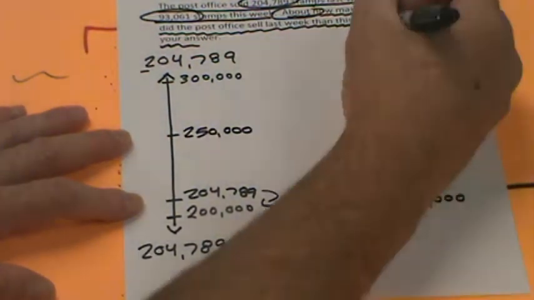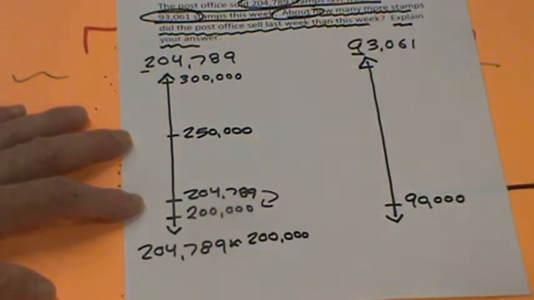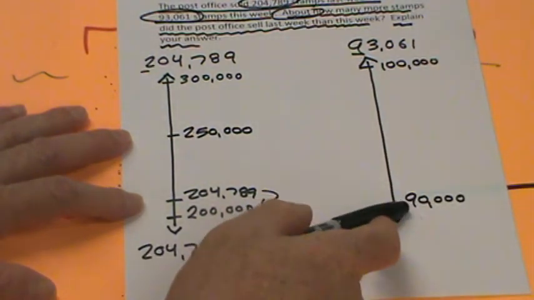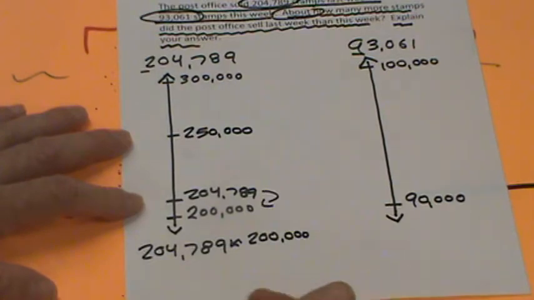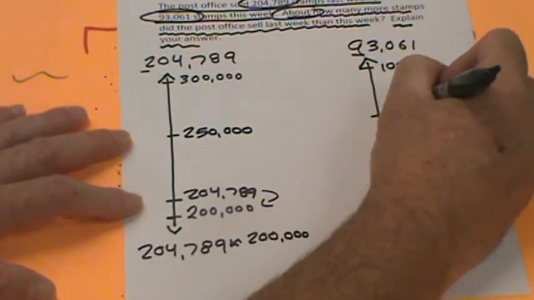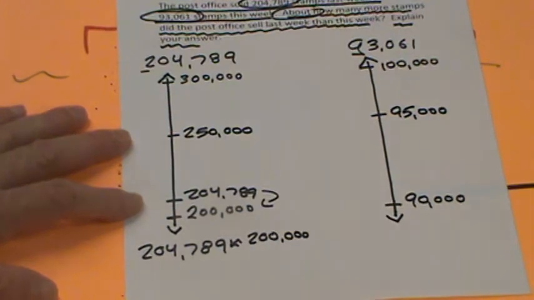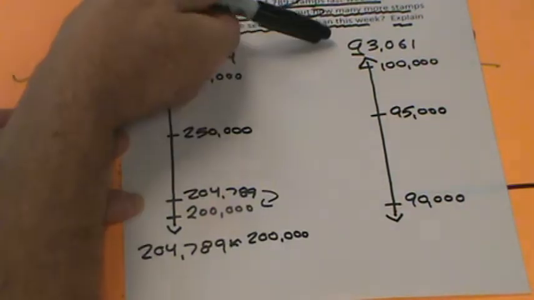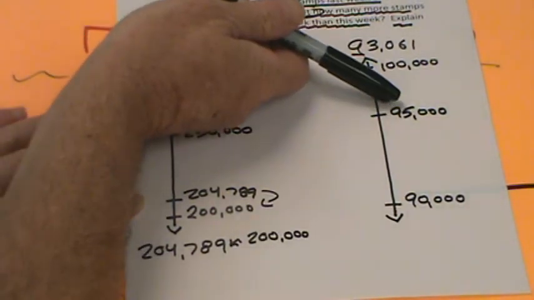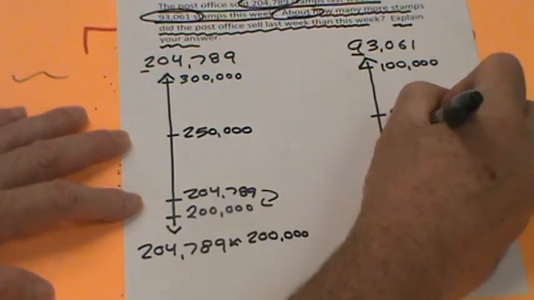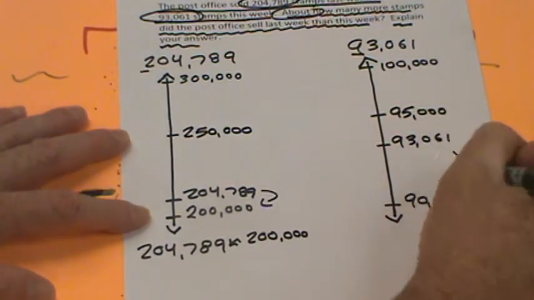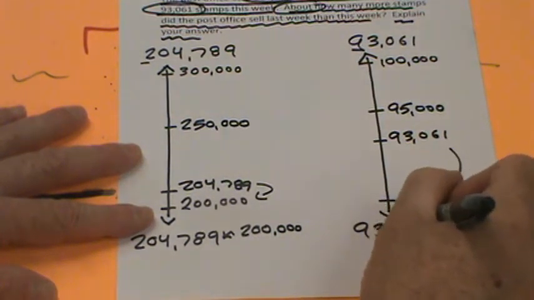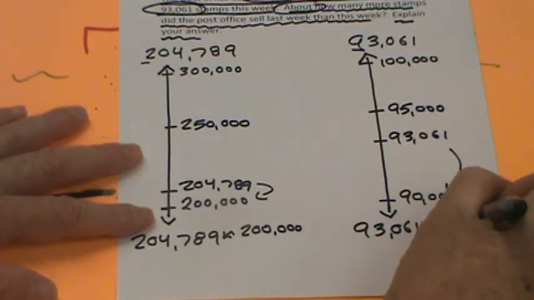And my other will be what? What's 10,000 more than 90,000? 100,000. And what would the midway point be? Well, what's the midpoint between 90 and 100? Well, 95. So where is this one? What is this number closer to? Is it closer to 100,000 or 90,000? Think about it. We have 93, so it's less than 95. So it's going to go down here, 93,061. And that means we'd round down to 90,000. So 93,061 can be rounded to 90,000.